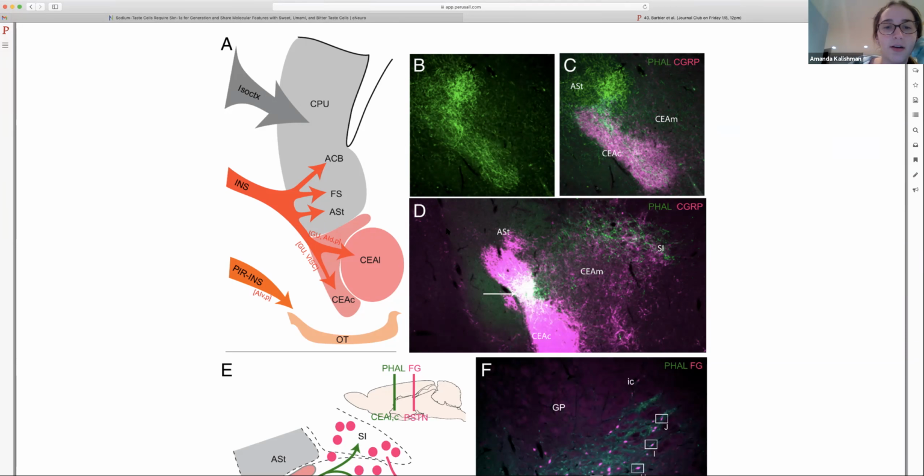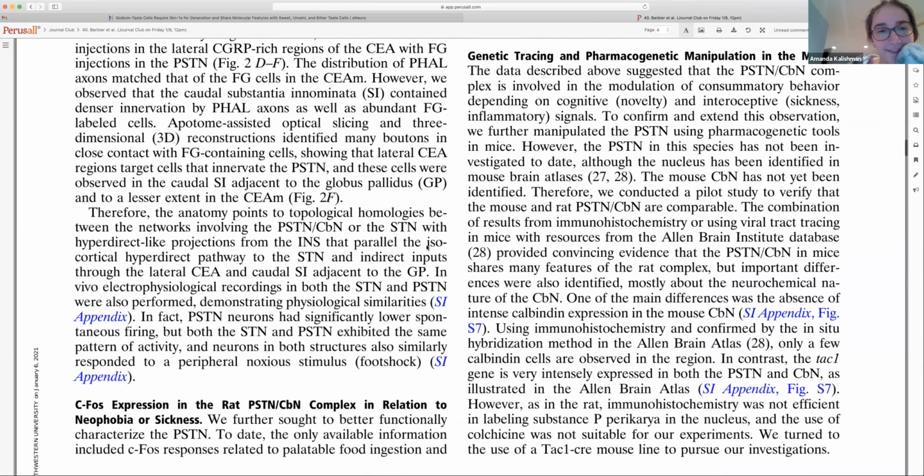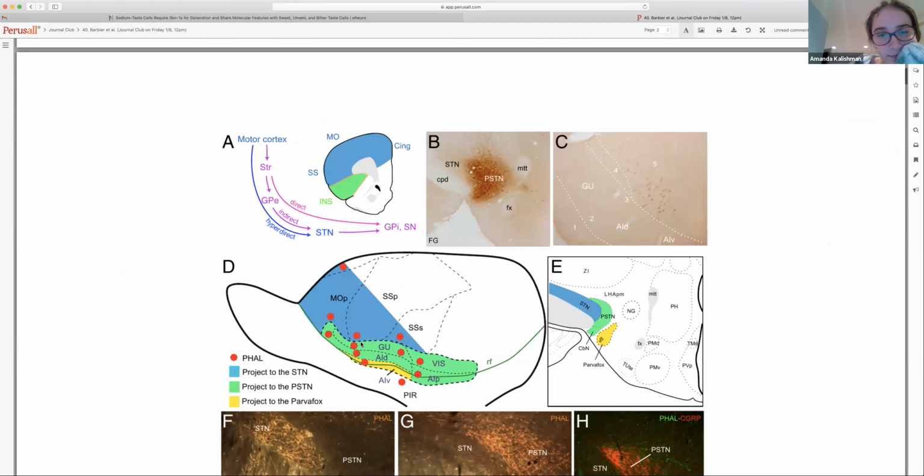So in B, what are they showing? They're showing just the PHAL labeling. Where was PHAL injected? I know I had a lot of trouble following. Oh, it's from the INS, isn't it? It was the axons. Injection in the GU. Okay. So we know where GU is, right? Here.